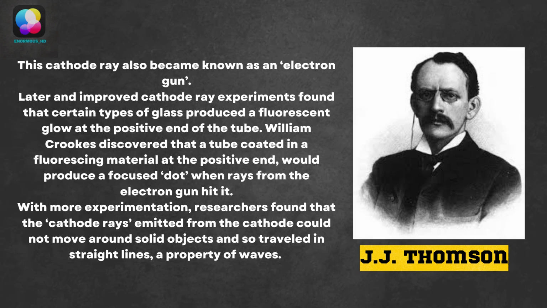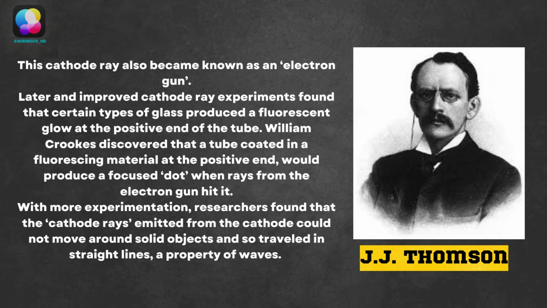Later and improved cathode ray experiments found that certain types of glass produced a fluorescent glow at the positive end of the tube. William Crookes discovered that a tube coated in a fluorescing material at the positive end would produce a focus dot when rays from the electron gun hit it. With more experimentation, researchers found that the cathode rays emitted from the cathode could not move around solid objects and so traveled in straight lines, a property of waves.